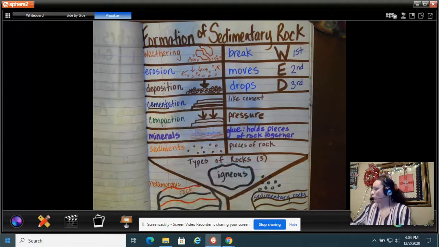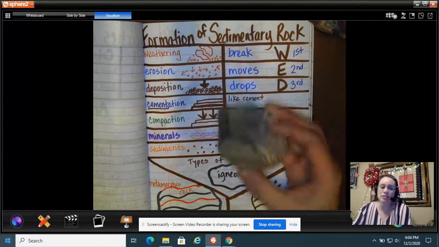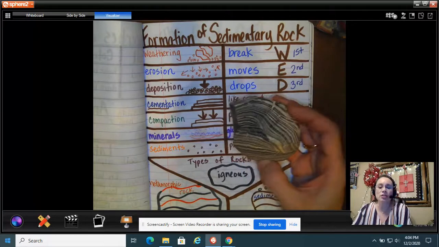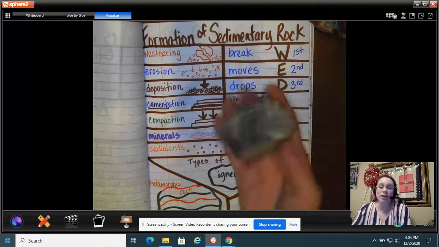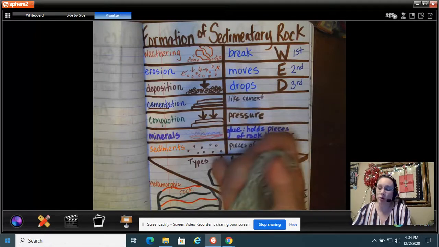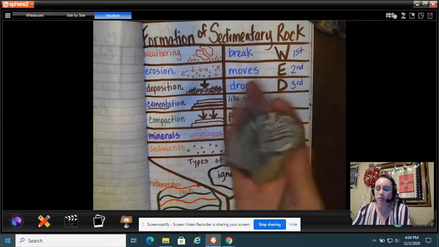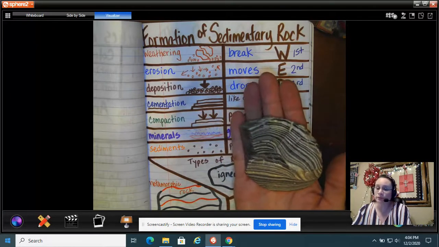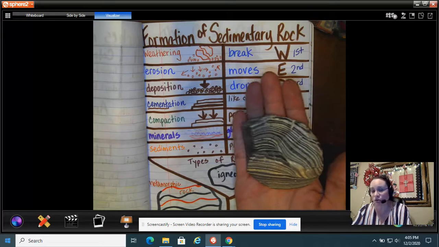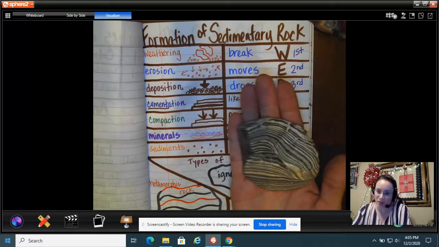Okay. So I have a rock here that's a sedimentary rock, and you can see all the layers of this rock. Okay. And it feels like cement, or cemento. It's super heavy, super hard. Okay. So this went through weathering, erosion, deposition, compaction, cementation.